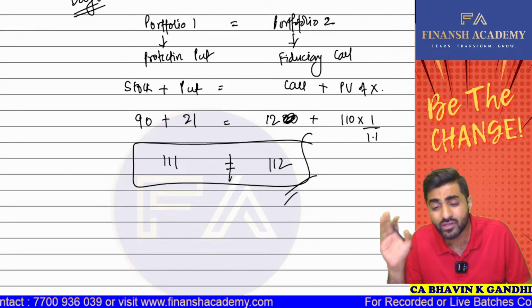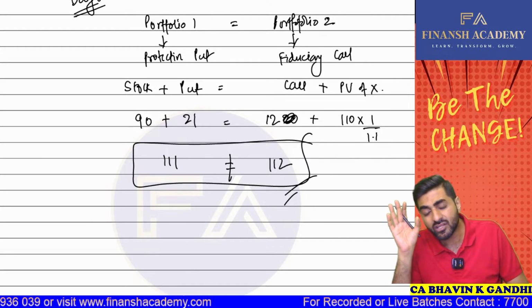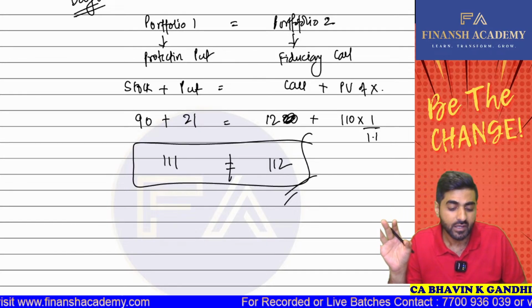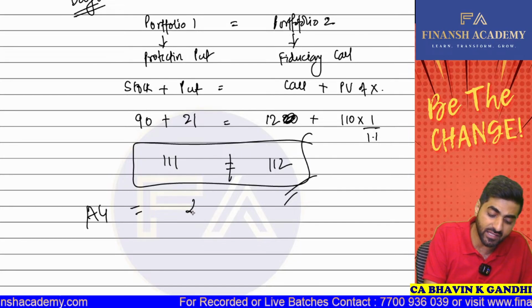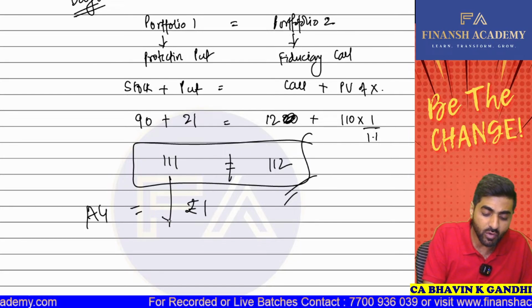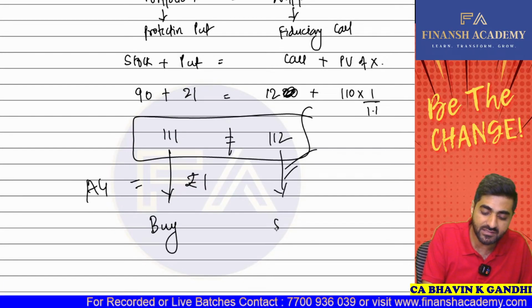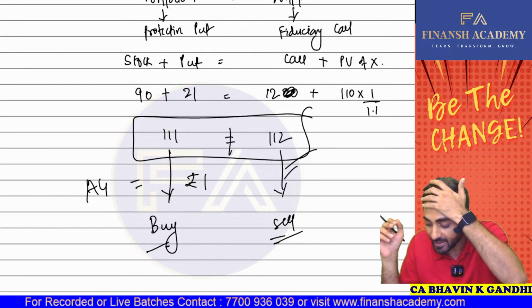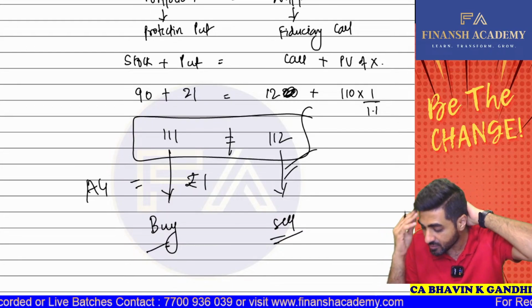So when both the things are not equal, your fiduciary call and your protective put portfolios are not equal. So is there any arbitrage gain which exists? Yes, arbitrage gain will exist and there will be rupee 1 arbitrage gain. So what are we going to do? We will be buying this and then we will be selling this. The undervalued portfolio we will definitely buy, and we are going to sell this. So let us see what is going to happen.